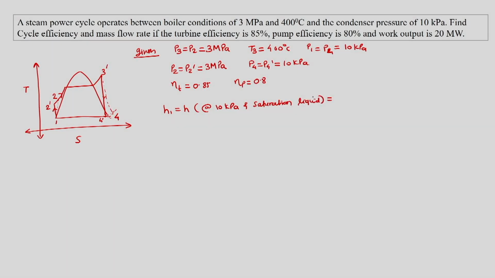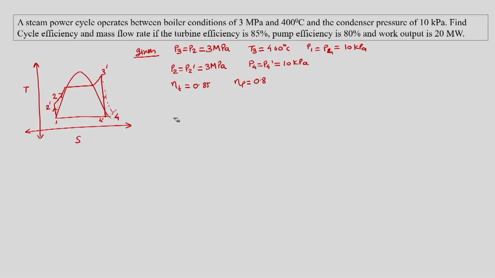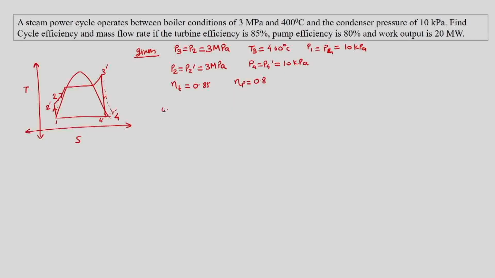So this H we can get from the steam table, and then we can further use it for the calculation of H2, which is the enthalpy at the outlet of the compressor. In this example we will start with finding out the pump work.